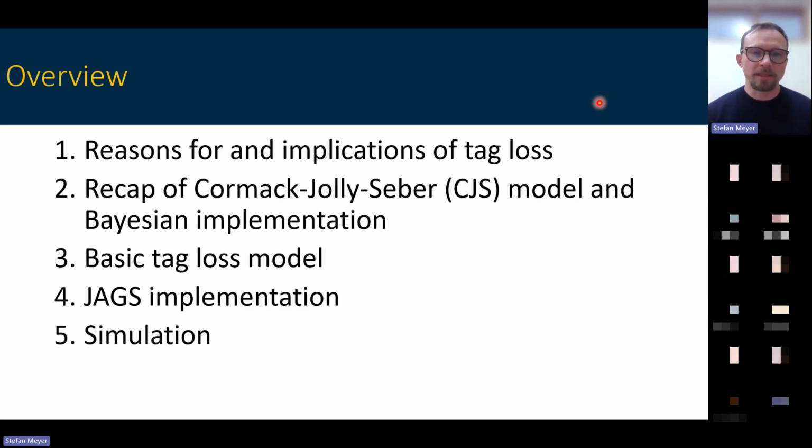And I basically provide a very technical instruction on how this can be done, and then I finish off with a simulation to show everyone how this model performs, and again to demonstrate the implications of tag loss.